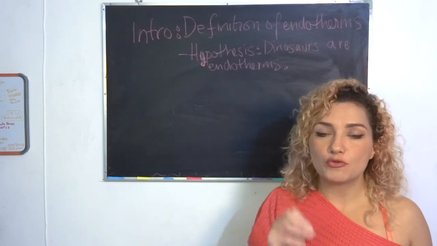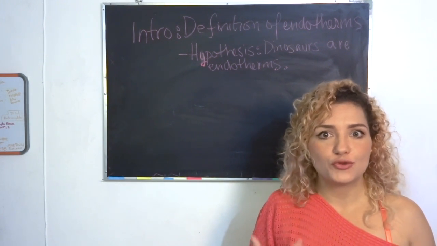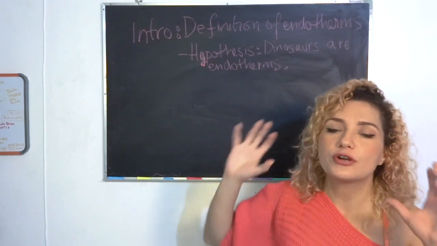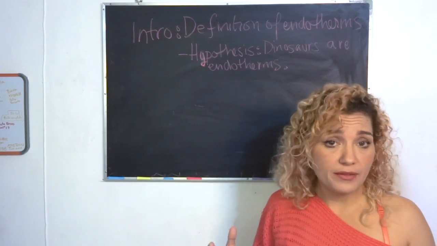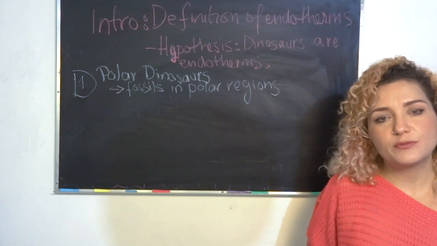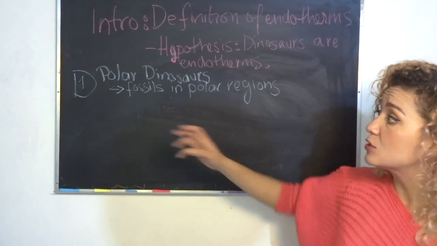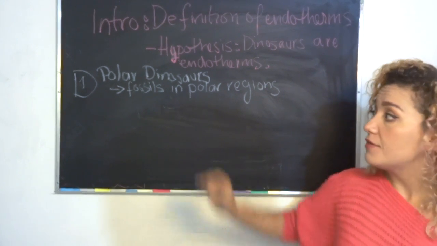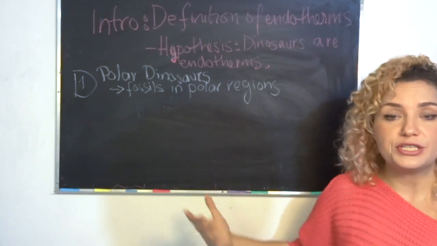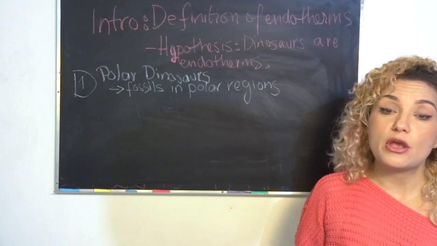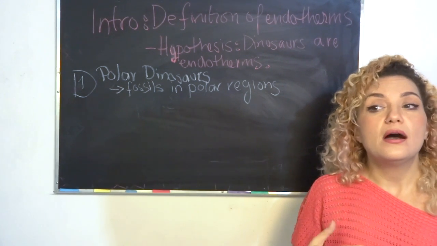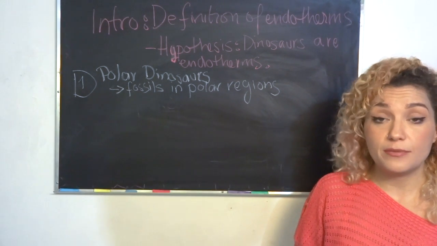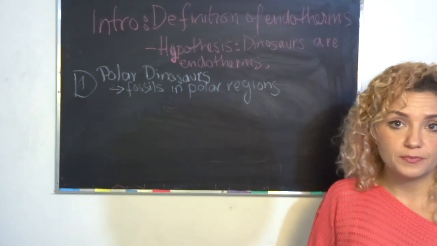So these three essential points are actually those three pieces of evidence that they have in order to sustain that hypothesis. The first paragraph explains the first piece of evidence, and that's called polar dinosaurs. What it explains is that they have discovered fossils in polar regions, and endotherms are the only kind of animal capable of surviving the temperatures in those polar regions.